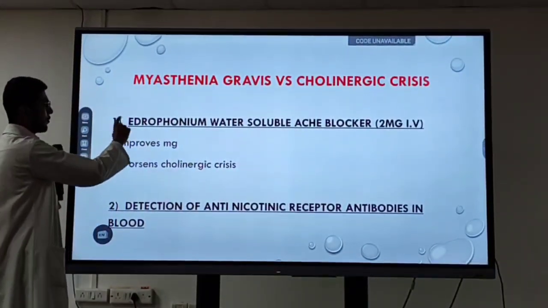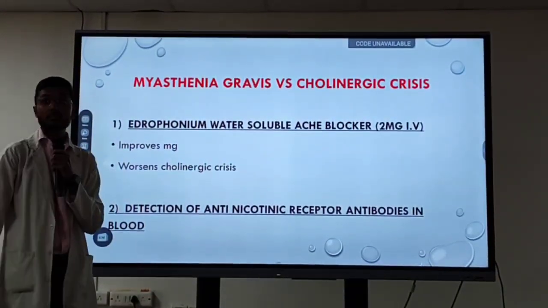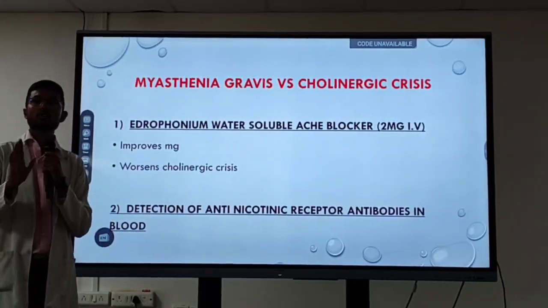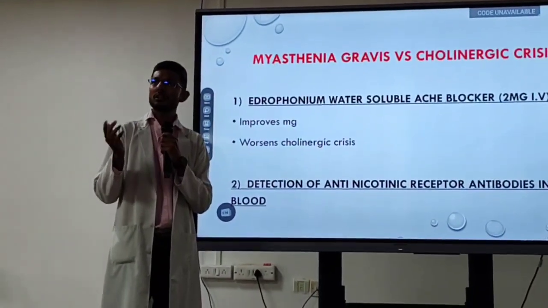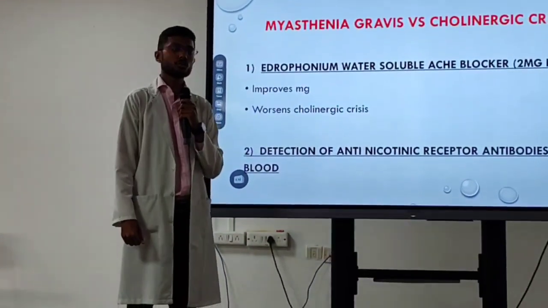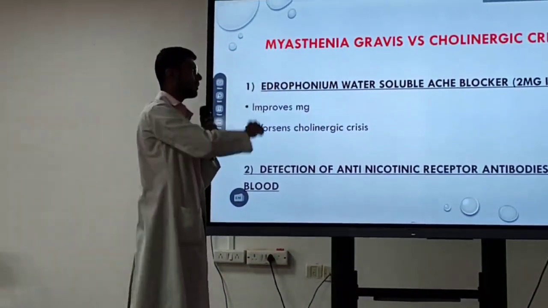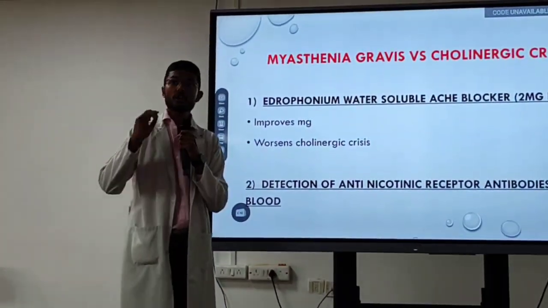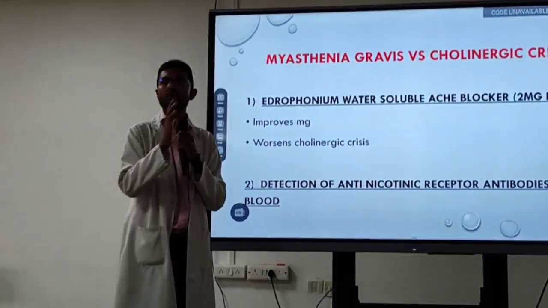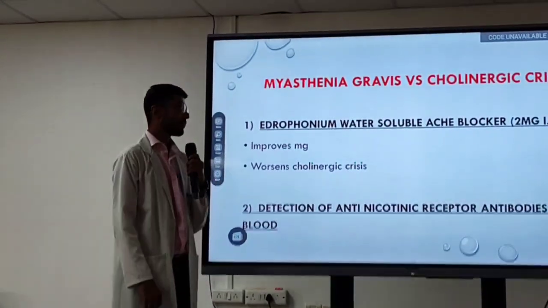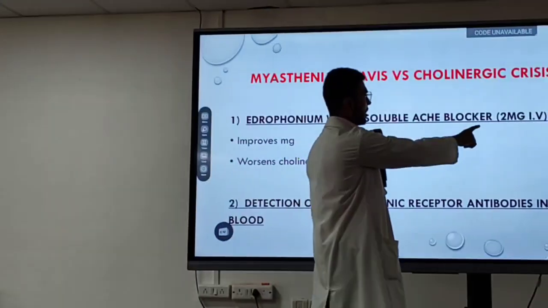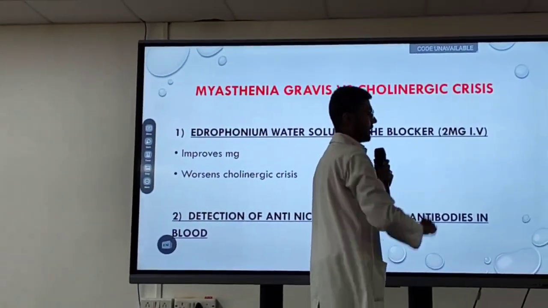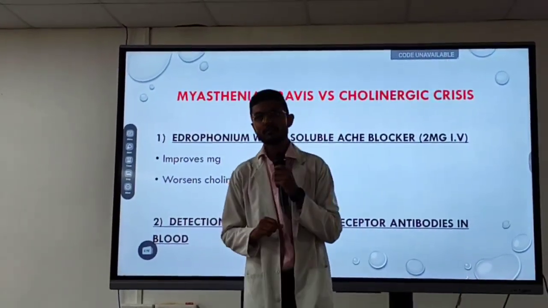The first is the edrophonium test. What is edrophonium? Edrophonium is a water-soluble acetylcholinesterase inhibitor. There are other acetylcholinesterase inhibitors also which are water-soluble, but why are we using edrophonium only? Because it is short-acting. It lasts for 10 to 15 minutes maximum. What we do, in the patient, we administer 2 mg edrophonium intravenously. We wait for 5 to 10 minutes.